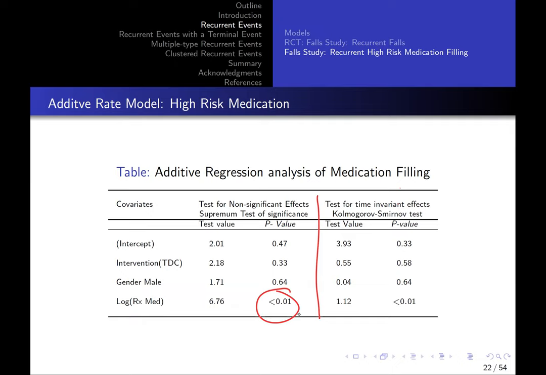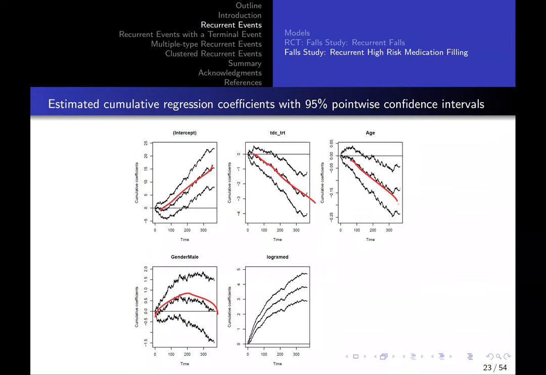The second column here will allow you to think about whether you want some variables to be time variant, some variables to be time invariant. This test gives you a test for time invariant effects. So that means you see that the intervention and the gender are time invariant. So you can throw them in as regular coefficients, but you want to keep the log of the medication to be time varying. So you can fit only this variable with a time varying coefficient, but the others you can model as regular coefficients. So that is one type of additive rate model.